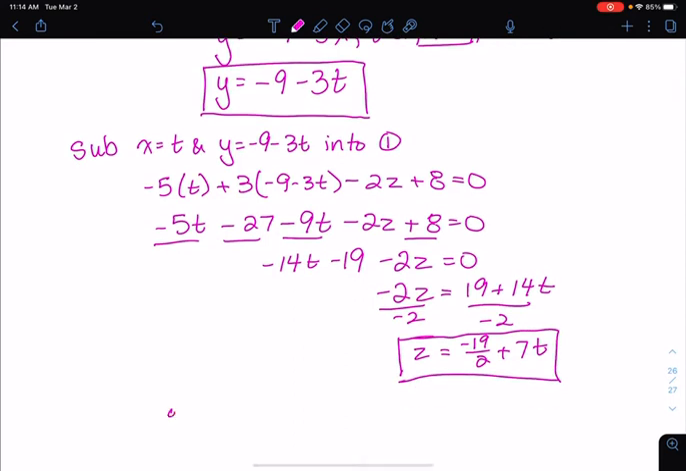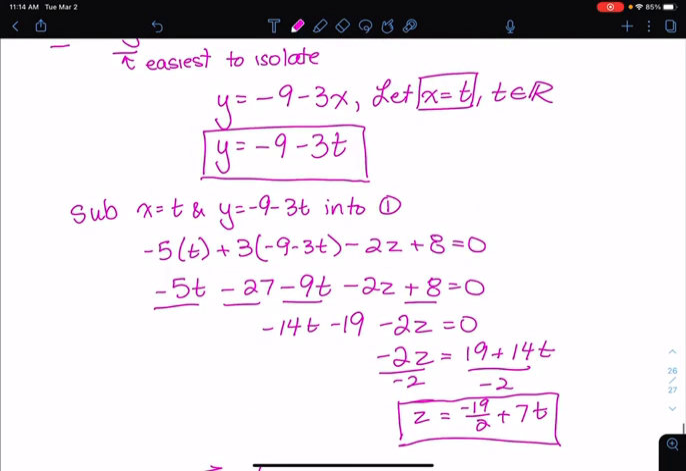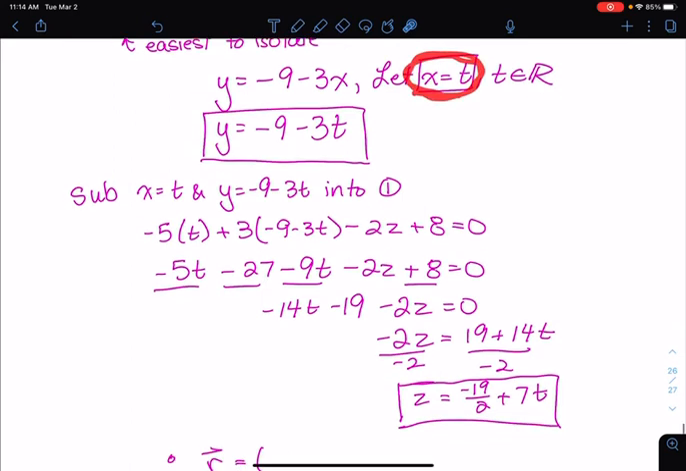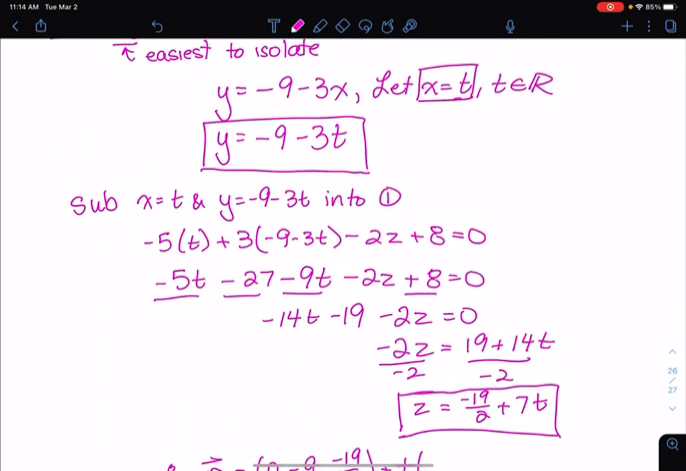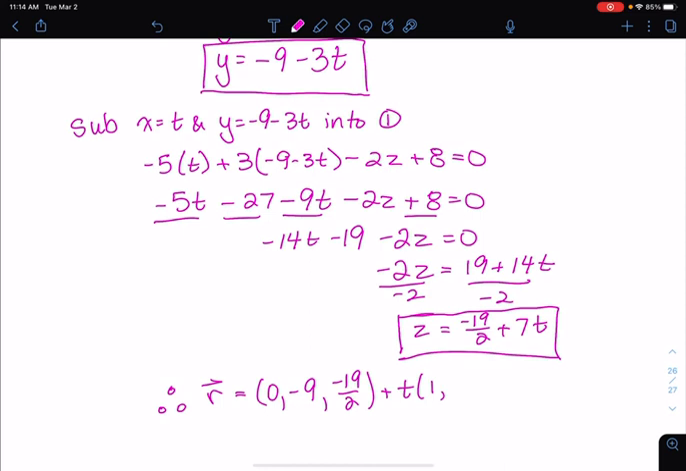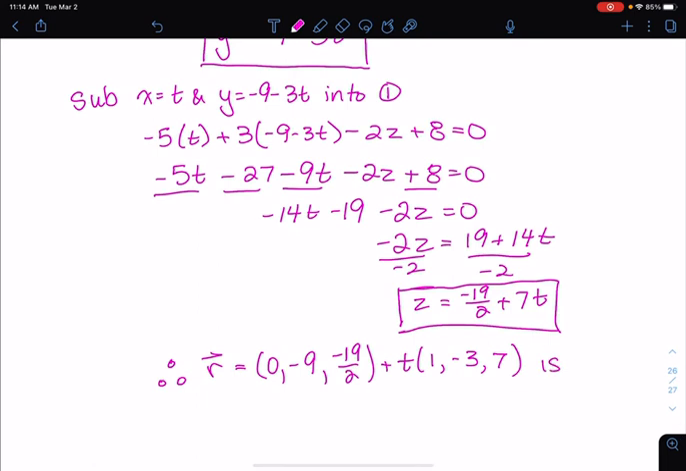If I put this together into a vector equation, I get r is equal to my x-coordinate of my point is 0. My y component is -9, and my z component is -19 over 2, plus t times, for x it's 1, for y it's -3, and for z it's -7. So that's my line of intersection. That's it.